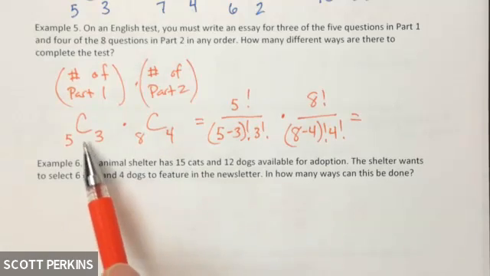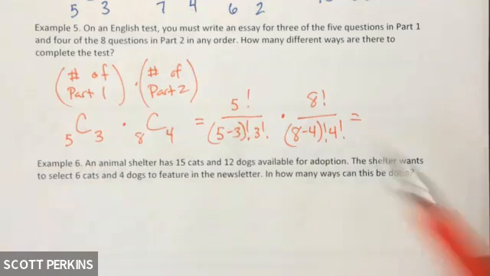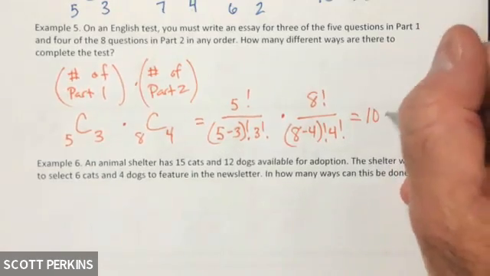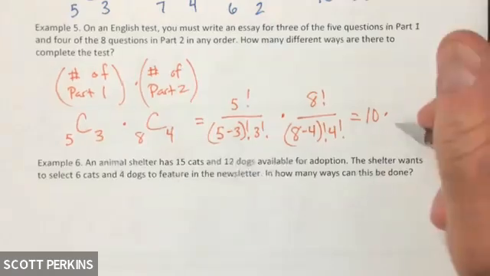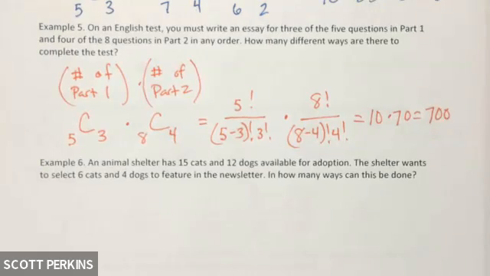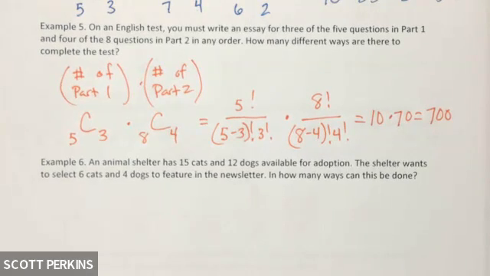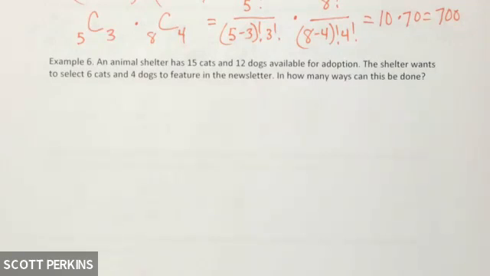So what's the number of ways to choose 3 out of 5? What did that come out to? 10? Yeah, I think we saw that in the last problem. And then what's the number of ways to choose 4 out of 8? 70. And so then that turns out to be, there are 700 different ways you can complete that exam. All right, one more problem. And then if you've got any questions, please get involved, ask whatever you need. So finish up our talk about combinations with example 6, please.